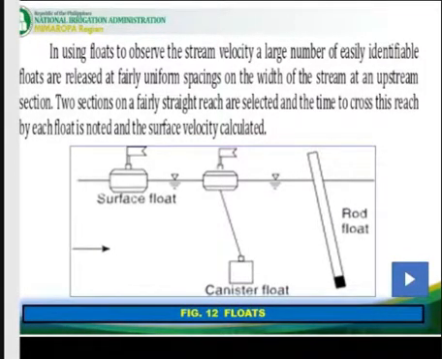In using floats to observe the stream velocity, a large number of easily identifiable floats are released at fairly uniform spacings on the width of the stream at an upstream section. Two sections on a fairly straight reach are selected and the time to cross this reach by each float is noted and the surface velocity calculated.